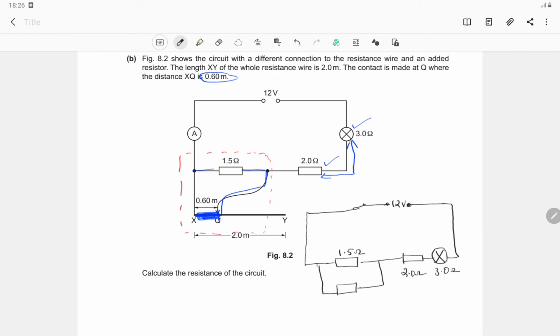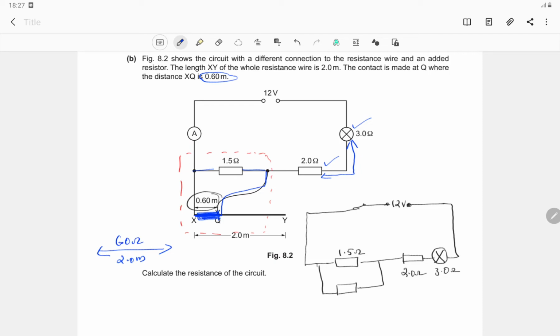So there are basically 4 resistors, but we have no idea about the resistance of the wire of length 0.60 meter. But in the question it's given that for the wire of total length 2 meter, its resistance is 6 ohm.